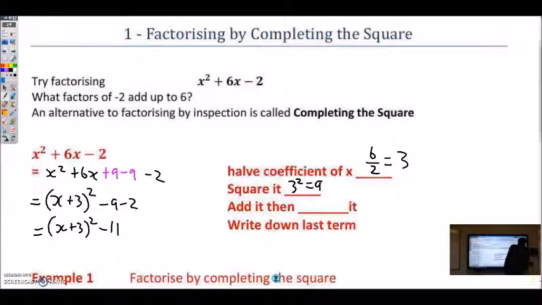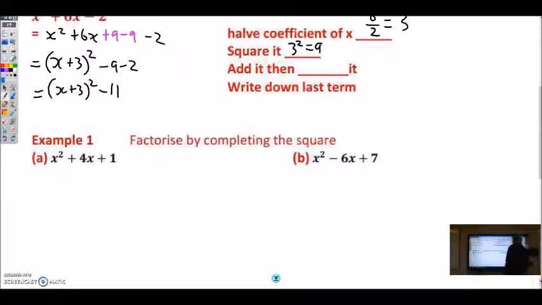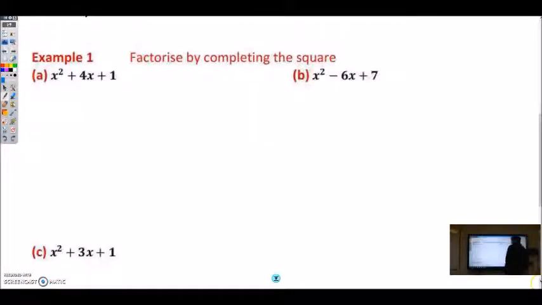Example 1. So looking at example 1, we have x squared plus 4x plus 1. The first thing we're going to do is halve that coefficient of x. So 4 divided by 2 is 2. We're going to square it. 2 squared is 4. We're going to add and subtract it.